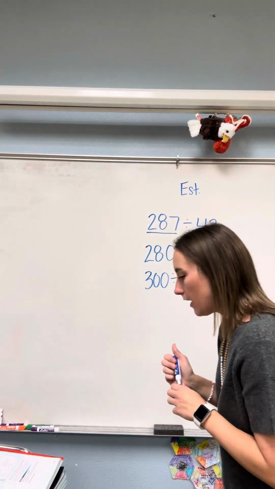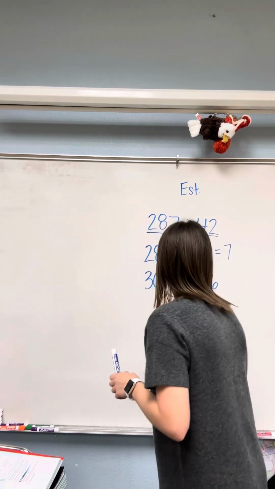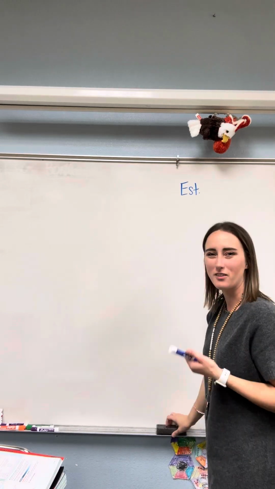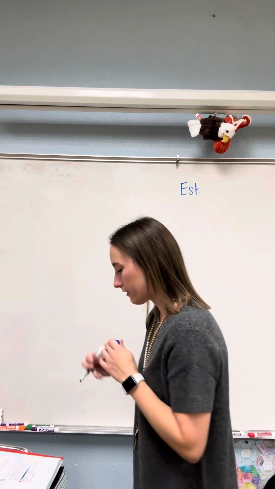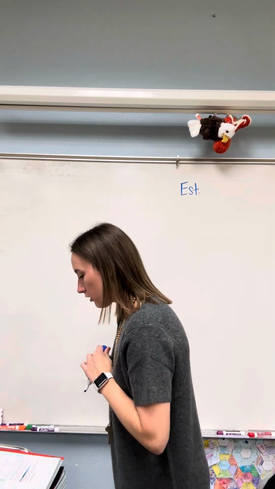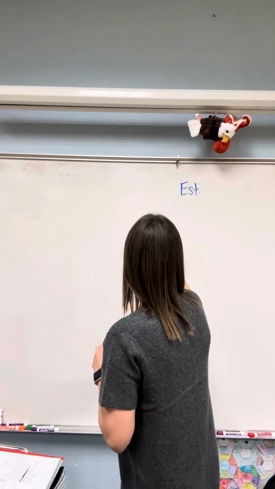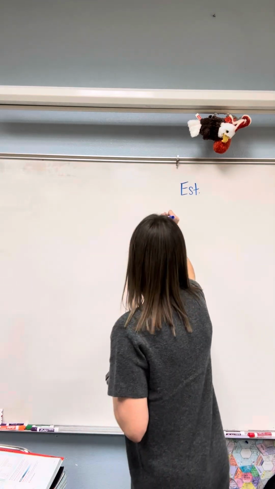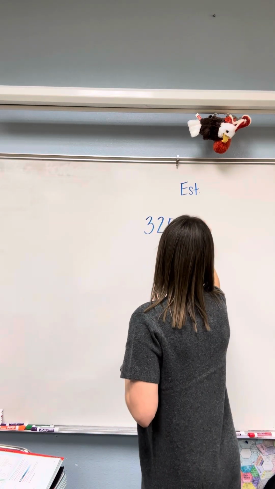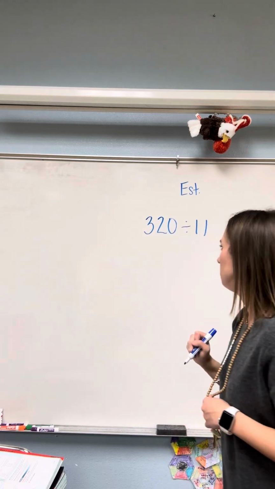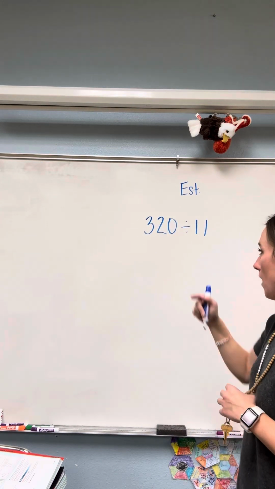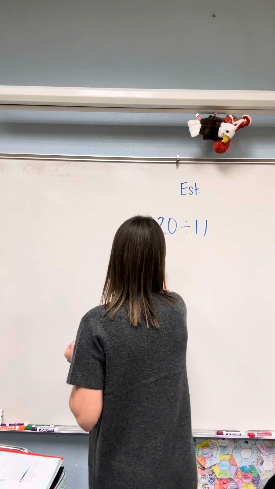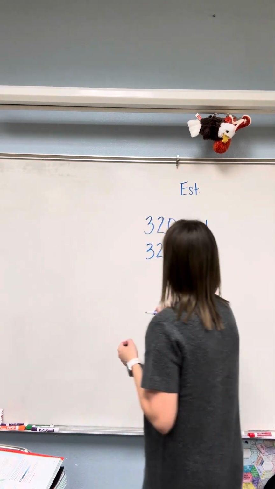Okay. Now let's do number 3. We're just going to do several examples of these, so hopefully you can kind of get the hang of some of these estimating with quotients. So the next one we have 320 divided by 11. So this one probably is going to be a little easier for you. 320, that's something that I could probably do without even changing.